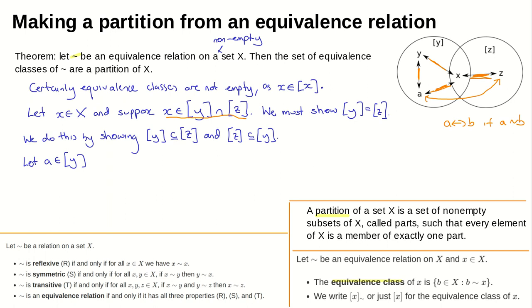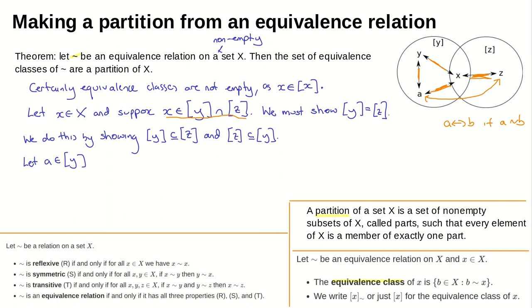If A is related to Z, then A is in the equivalence class of Z, and that means we've established that the equivalence class of Y is a subset of the equivalence class of Z, because we took an arbitrary element of the equivalence class of Y and proved that it was in the equivalence class of Z.